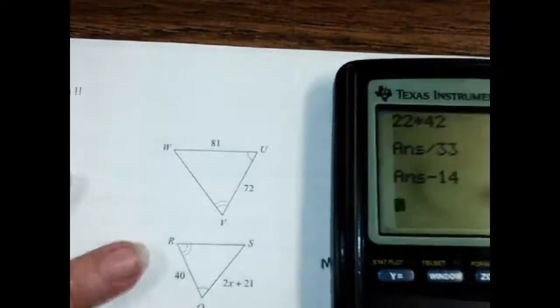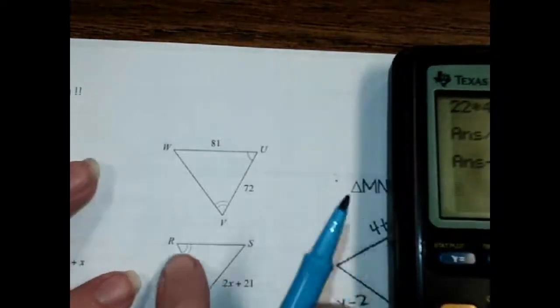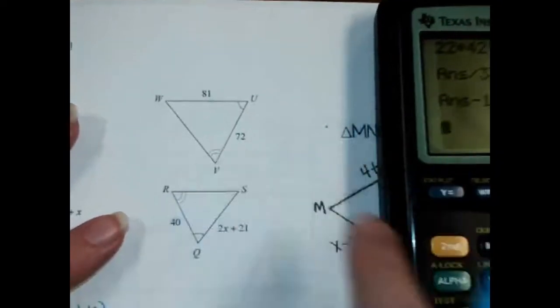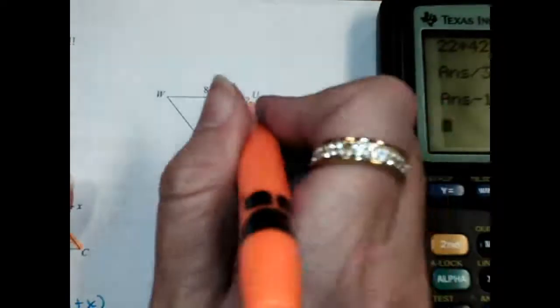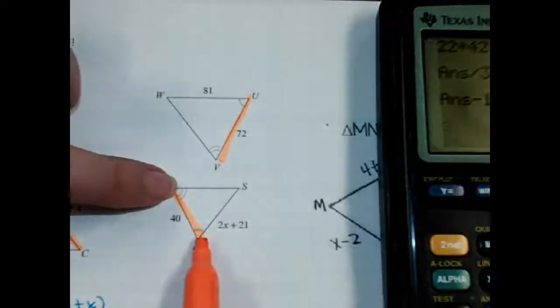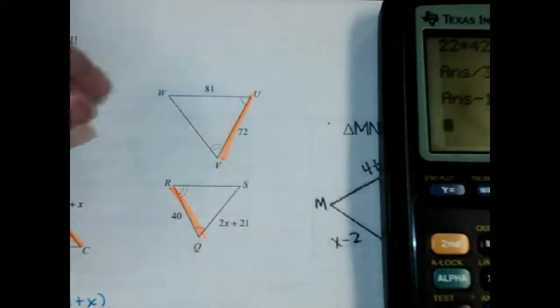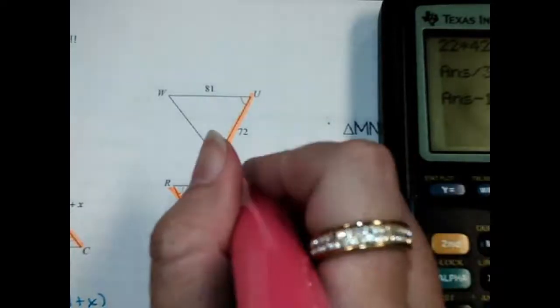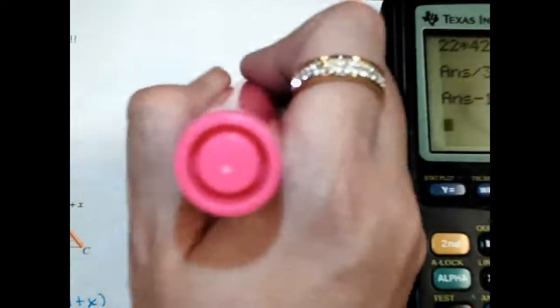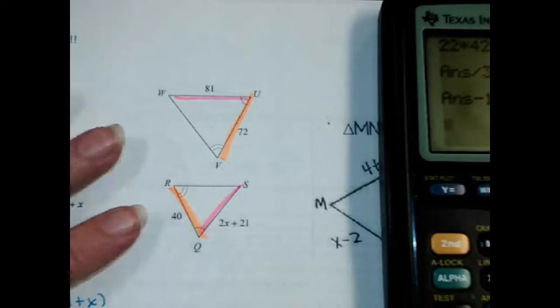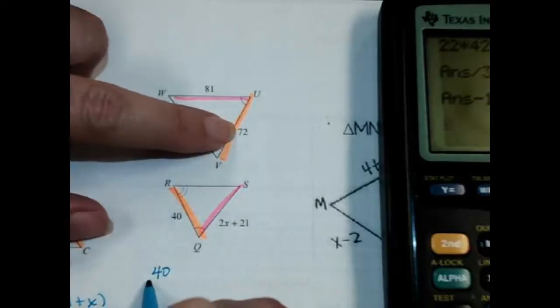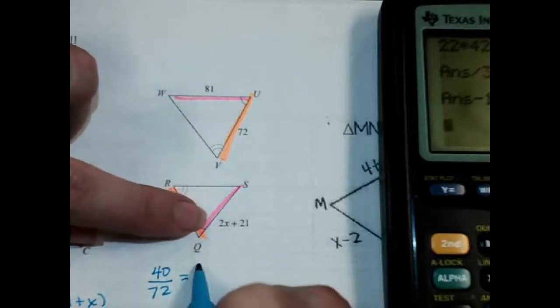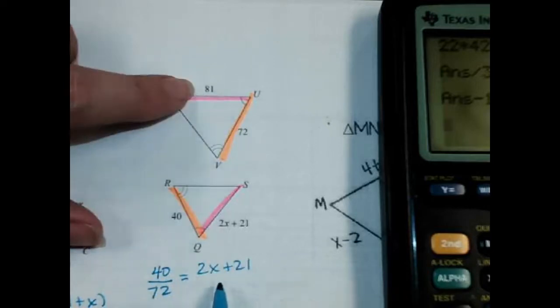Alright, on the next one, you'll notice that these don't exactly line up. It's been spun a little bit, so again, I'm going to do it with colors. This side goes with this side. I can tell because it has the two angle marks, and this is between the two angle marks. And that means that this one goes with this one. So I just need to be careful when I line these up. So 40, that's the orange one, goes with 72. And 2x plus 21 goes with 81.